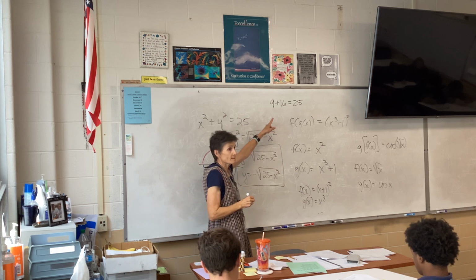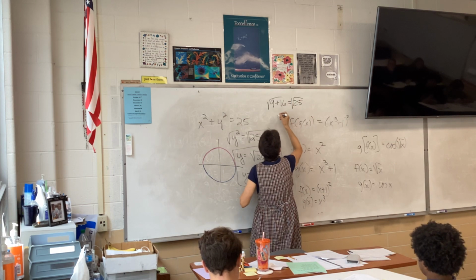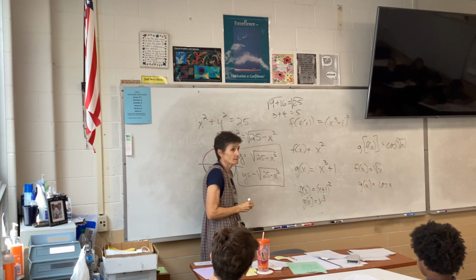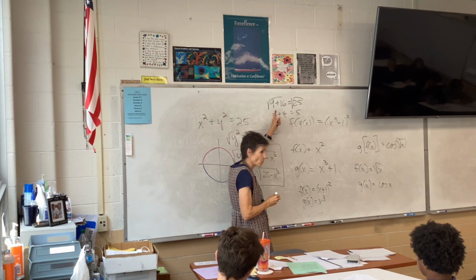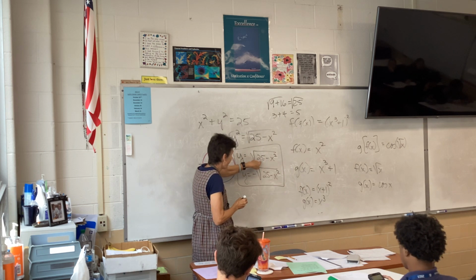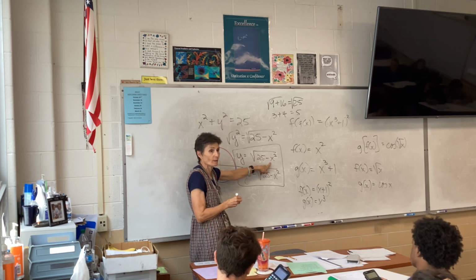Is that a true sentence? Is that a true sentence? No. You cannot individualize radical parts of a sum or difference. You cannot make this a 5. It stays the square root of 25 minus x squared.